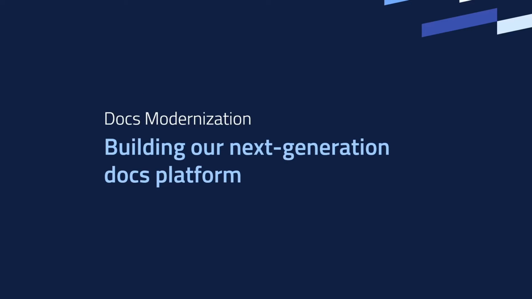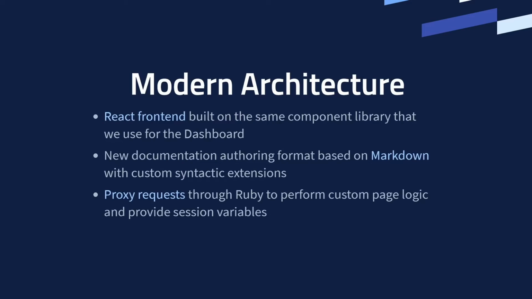So now I'd like to talk about what that next generation docs platform looks like. We have a React front end, which is built on the same user interface component library that we use for the Stripe dashboard. We also have a new documentation authoring format, which is based on Markdown, but with some custom syntactic extensions. We still need to use Ruby code for some of our custom page logic, so we proxy requests through a Ruby service that passes variables into the new renderer.